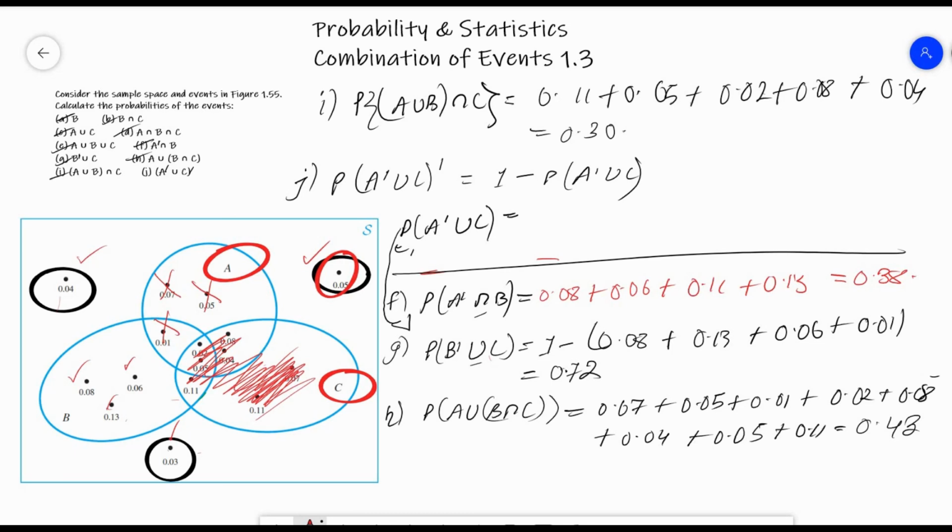So if we add them up together, we'll get the probability of this one. Now we can also use the shortcut here. We can just subtract these 3 points to get our desired result. 0.01 plus 0.05 plus 0.07. So we end up with 0.87. Now if we subtract 0.87 from 1, we end up with 0.13, which is our desired result.